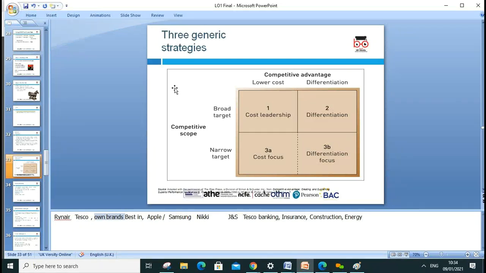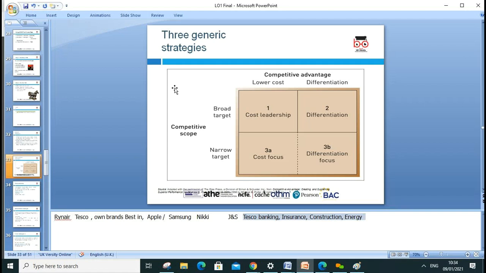Okay, differentiation. Your product is totally different, innovative. That's Apple, even the software, even the apps. So that's Apple differentiation. Or Samsung, we can say differentiation focus. Just a little, not like Tesco. Every supermarket is doing things, but Tesco is also offering banking and insurance. They are even in construction and energy, so they have a differentiation focus compared with other supermarkets. They diversify, not everything, just different from others.